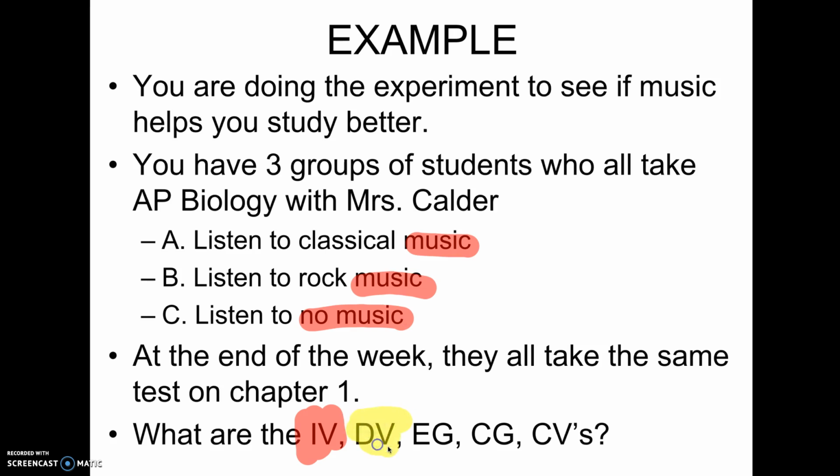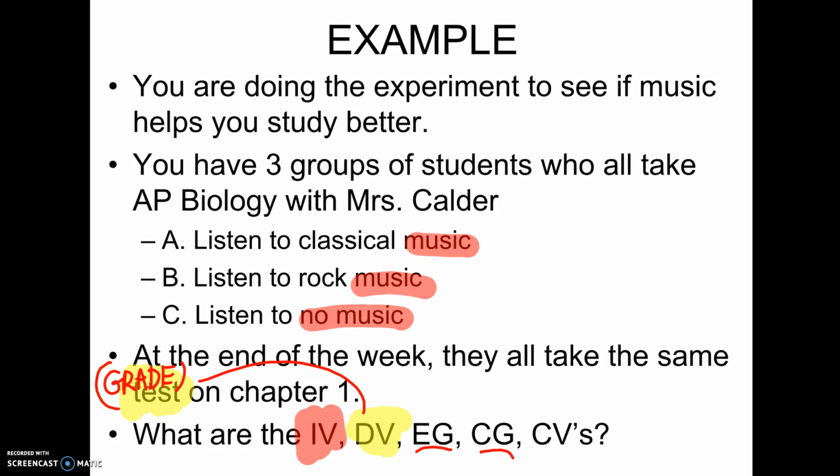Our dependent variable, what were we measuring? How are we going to know the effect of the music? Is the test. Technically, not just the test, but the grade that people get on this test is going to be our dependent variable. Now, and I apologize for shortening these, experimental group, that's what my EG represents here. That's not an official abbreviation, it's just mine.